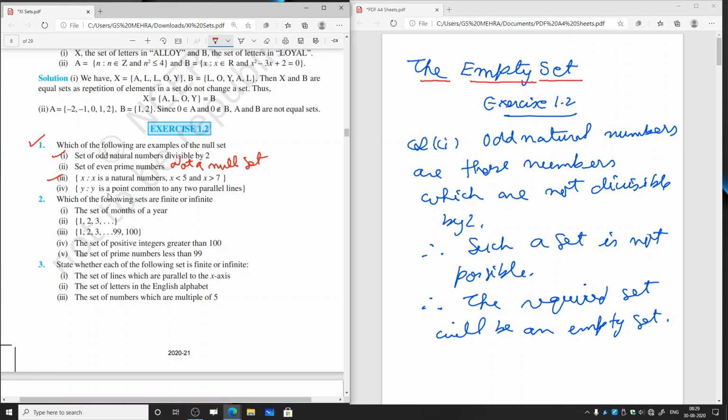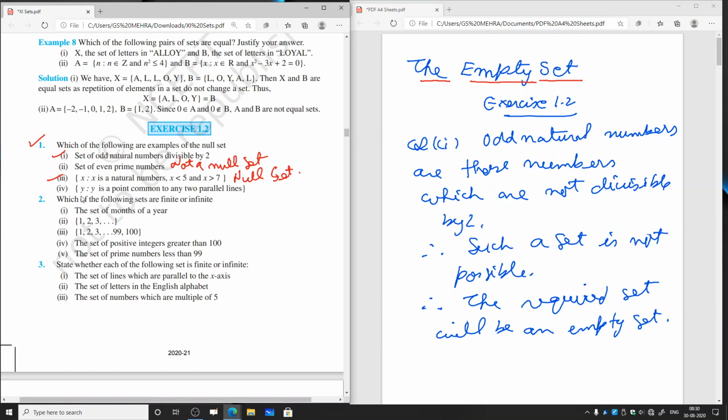Then third part, x said that x is a natural number and x is less than 5 and x is greater than 7. So we have to find a natural number which is at the same time smaller than 5 and greater than 7. So it is not possible. So it will be a null set because we cannot find a natural number which is less than 5 and greater than 7 at the same time. So it will be null set.